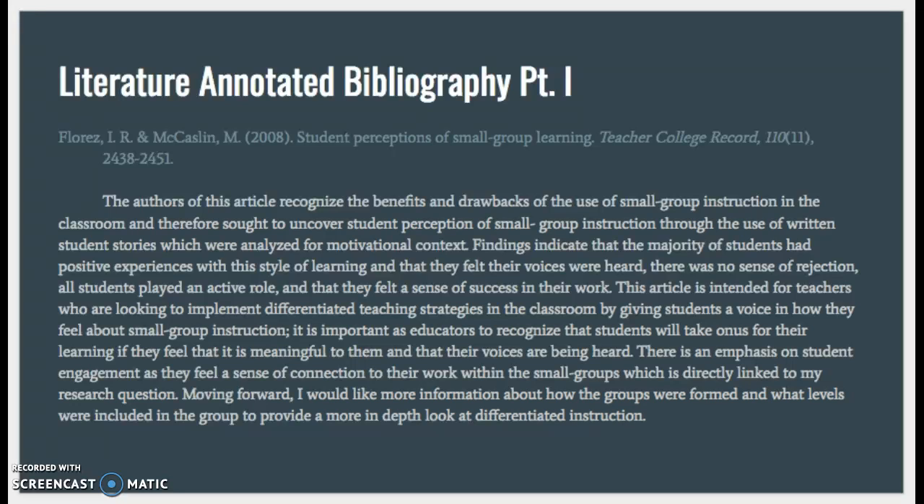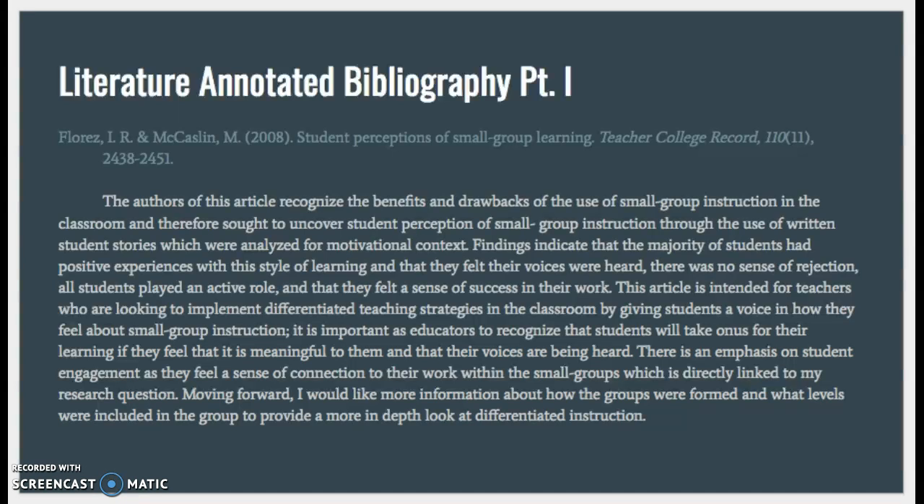Now, as teachers, we kind of focus on what we see. So I thought this would be a really great article because it focused on how students perceive small group instruction. So although I might think it's working, or another educator might think it's working, the students might have a different perception of what is going on.